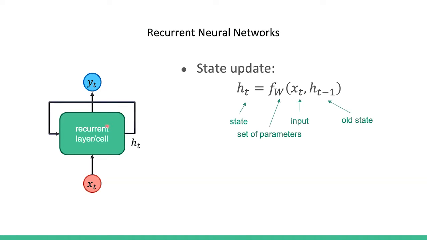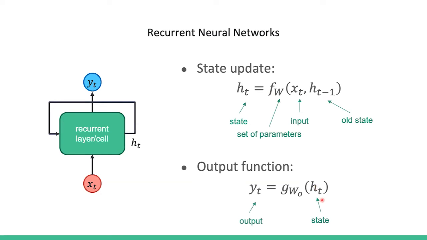In practice, we compute the state as a function, parameterized by a number of parameters w, of the input at the current time step and the state in the previous time step. And using this state information, we can compute the output. This depends on the specific problem that we want to solve. But in general, based on the state at the time step t, we can compute the output at time step t, so y_t.